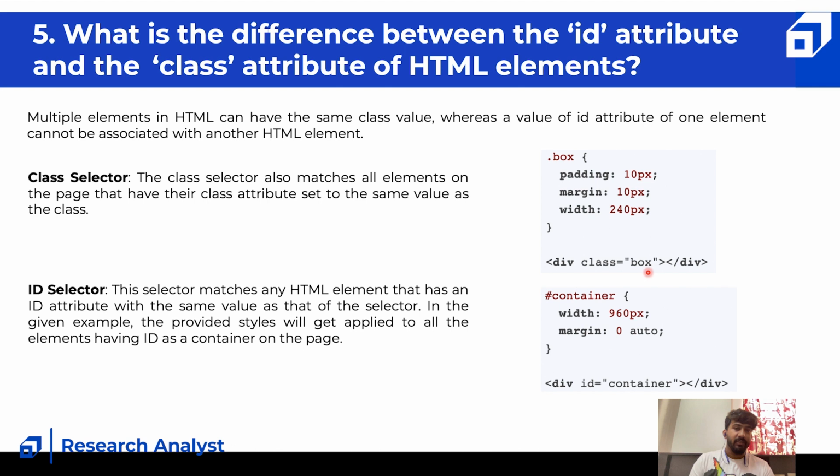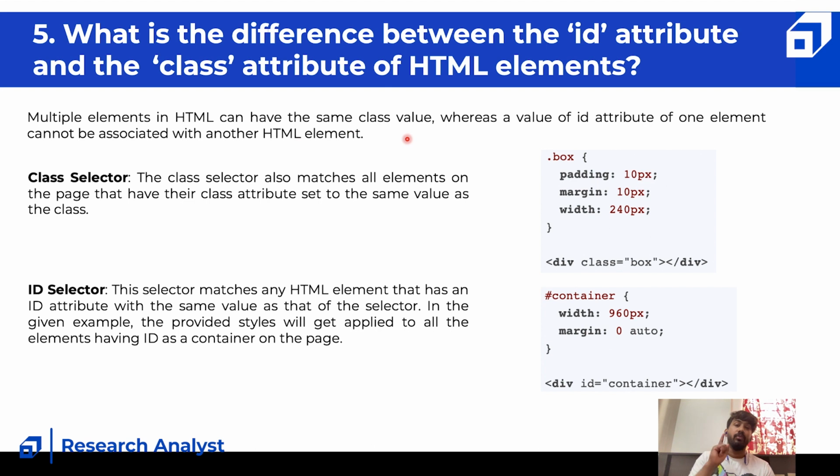Now coming to ID, this selector matches any HTML element that has an ID attribute with the same value as that of the selector. In the given example, the provided styles will get applied to the element having ID as container on the page. So classes are mostly used for a complete div tag, while ID could also be used individually. To use a class, you'll have to use the dot, .box. But if you want to use an ID, you'll have to use the hashtag, #container. Multiple elements in HTML can have the same class value, but an ID can be associated with only one.